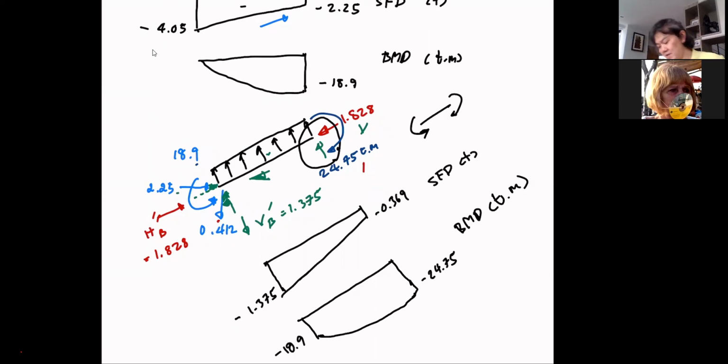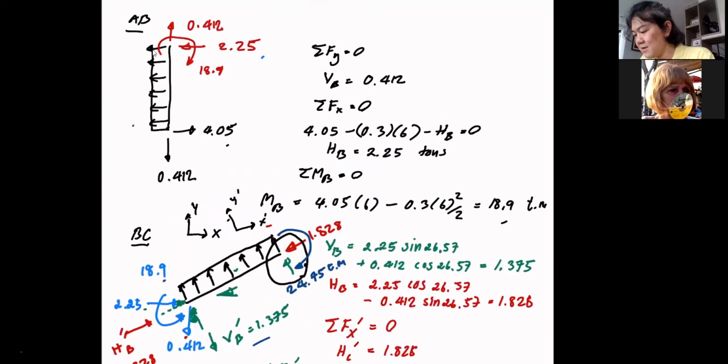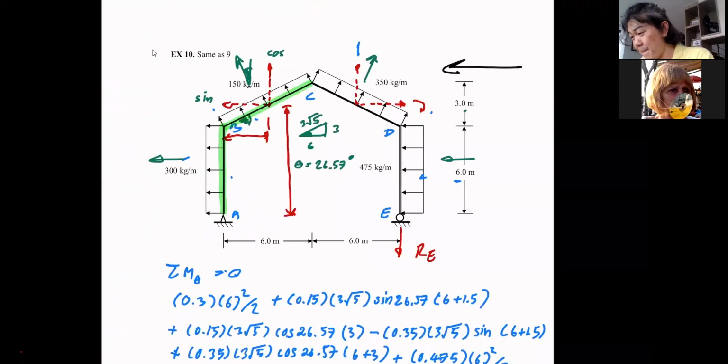Okay. For the two members that I haven't finished, you can again work your way from this up, okay, ED, and then go to CD. The nature of the diagram for CD should be similar to BC, but DE should not be similar to AB because of the difference of support, but should not be much different because it's a roller and a hinge. Okay, so that's it for today.